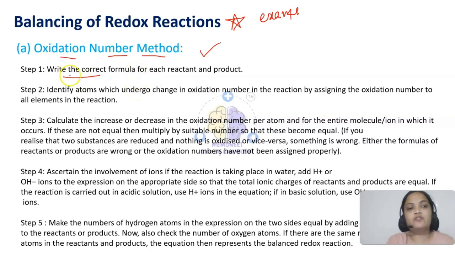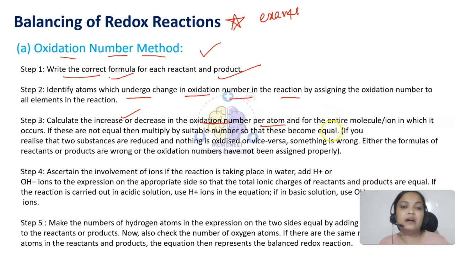All right. So in the first method, firstly we have to write the correct formula for each reactant and product, okay? Then we need to identify the atoms which are undergoing the change in oxidation number. Means you need to assign the oxidation numbers to all the elements present on the reactant side and on the product side also. Okay. Then calculate the increase or decrease in oxidation number per atom. पहले per atom आपने oxidation number का increase or decrease देखना है, and then for the entire molecule or ion in which it occurs. And if that increase or decrease is not equal, okay, then you have to multiply by a suitable number so that they become equal. Means you have to make the increase and decrease equal.